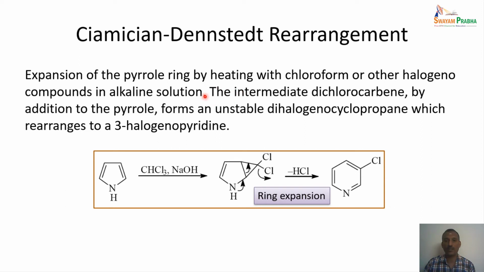So here, as it is mentioned, the heating of chloroform or other halogeno compounds in alkaline solution leads to a cyclopropane intermediate, that is the dichlorocarbene is produced, which adds to the pyrrole to give the dihalogenocyclopropane, which is quite unstable and which actually undergoes ring expansion to give the 3-halopyridine derivatives.